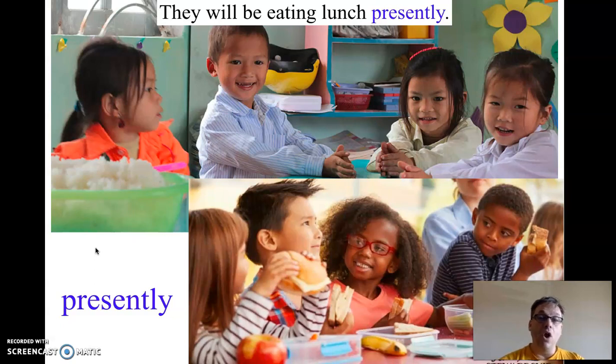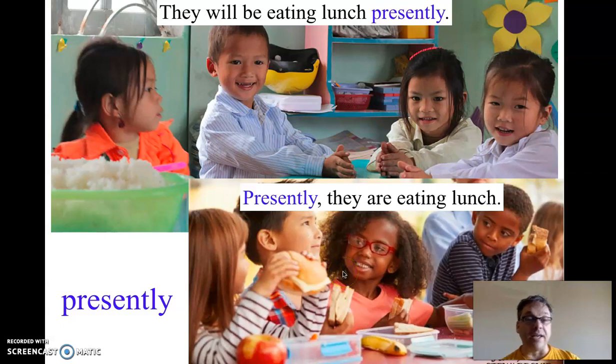Perhaps the teacher or someone from the cafeteria is bringing their lunch right now, right? So they are waiting, but they will be eating lunch soon. These children, presently, they are eating lunch. And we can move presently. We could say they are eating lunch presently as well. This is an adverb. Adverbs are easily moved around from the beginning to the end to somewhere near the verb.